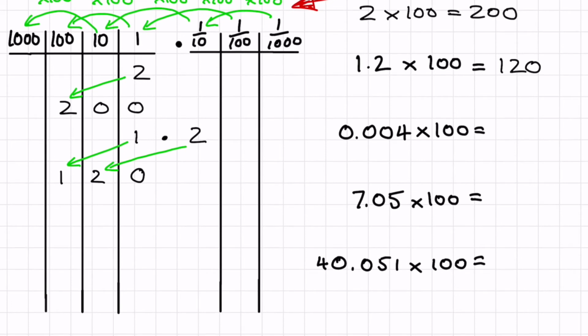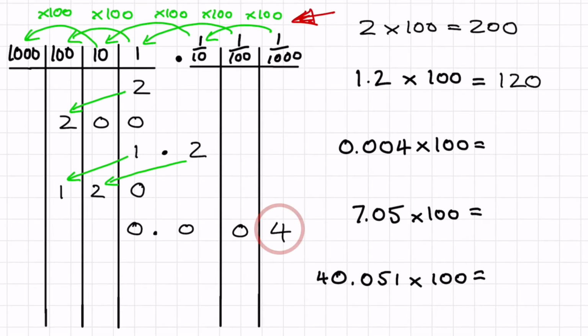If we have, for example, 0.004, here is the digit 4 that we're dealing with. The 4 is going to move 2 columns to the left. So the 4 is moving from the thousandths column to the tenths column. So the 4 is going to end up here. Now we need to show that that is 4 tenths. So we need to put our nought in here, 0.4, and there's our answer.